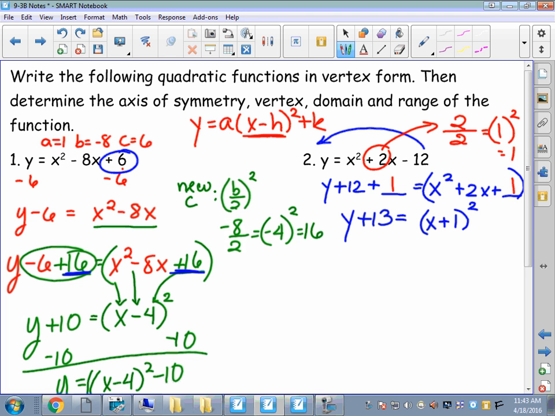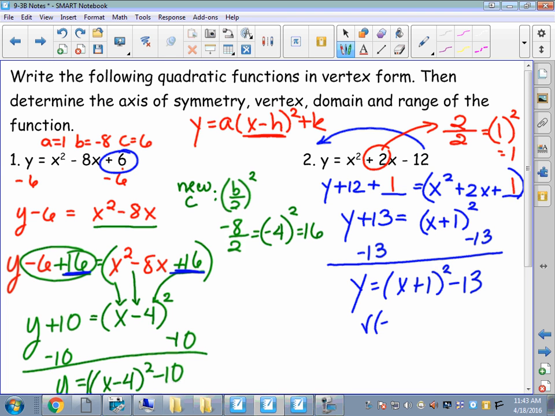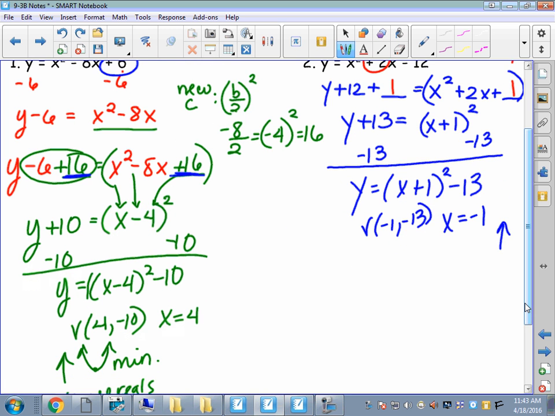I'm almost done. We need to move this 13 over to the other side. Y is equal to the quantity x plus 1 squared minus 13. The vertex is negative 1, negative 13. My axis of symmetry is x equals negative 1. This parabola is opening upward, and so it's a minimum again.